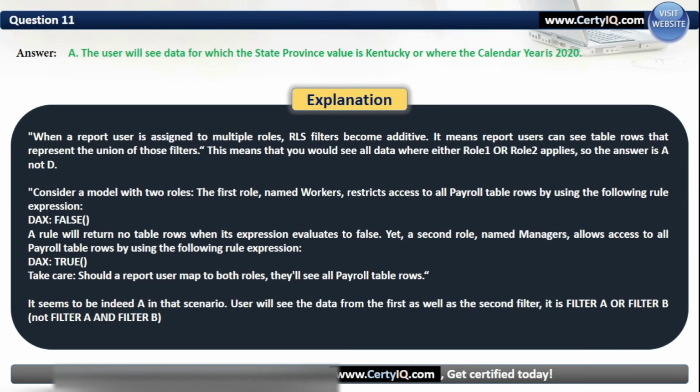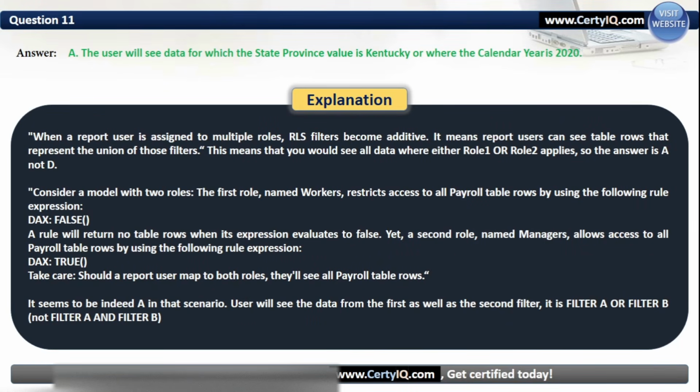When a report user is assigned to multiple roles, RLS filters become additive. It means report users can see table rows that represent the union of those filters. This means that you would see all data where either role 1 or role 2 applies. So the answer is A, not D.